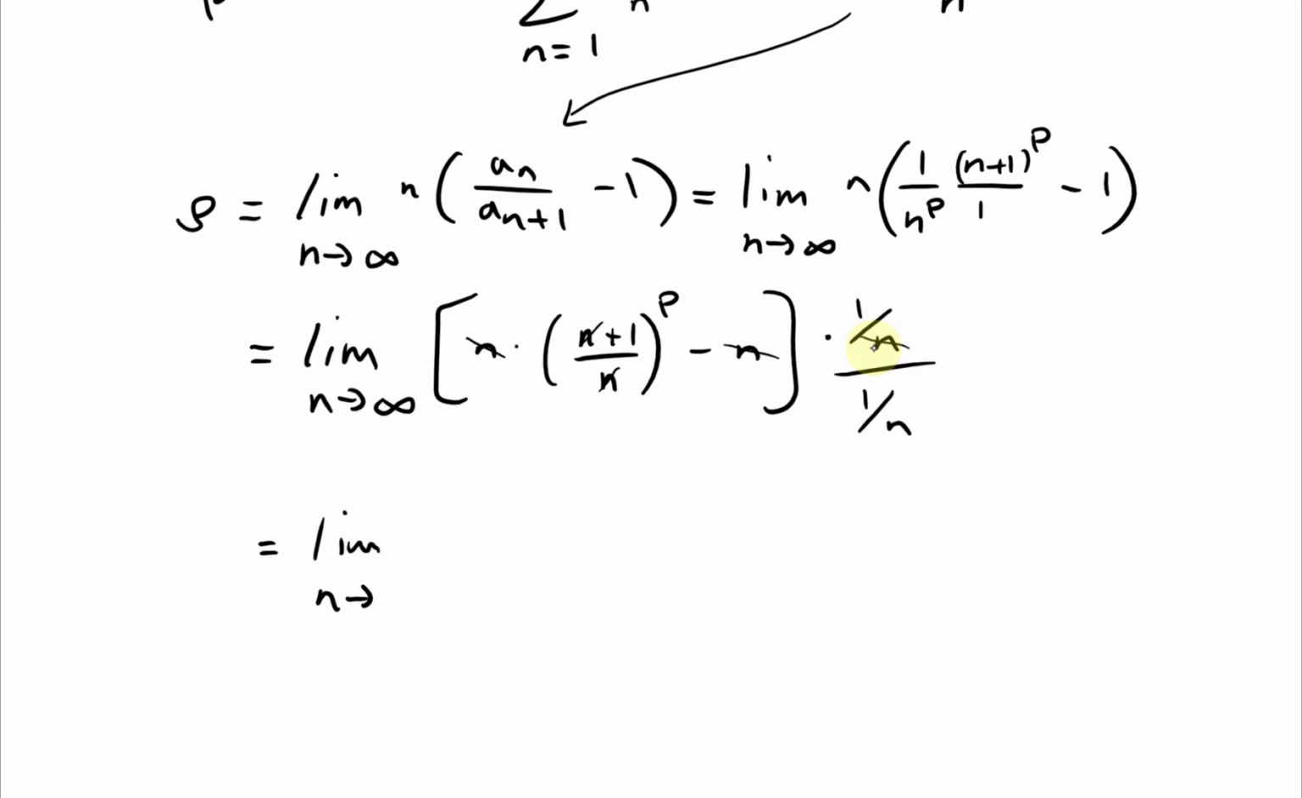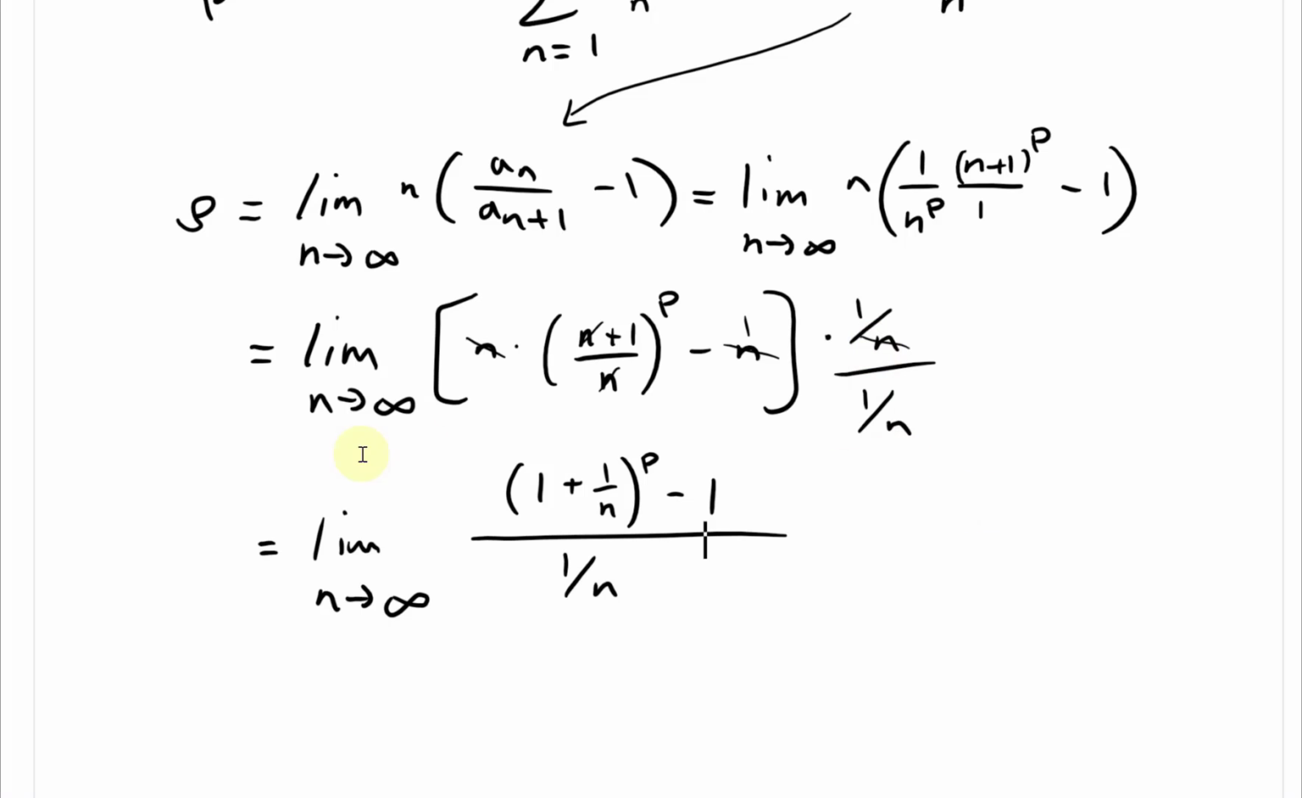Limit as n approaches infinity. Now we're going to get a division: 1 over n, and then we have 1 plus 1 over n to the power of p minus, this cancels, goes to 1, like that. So that's what we have there.